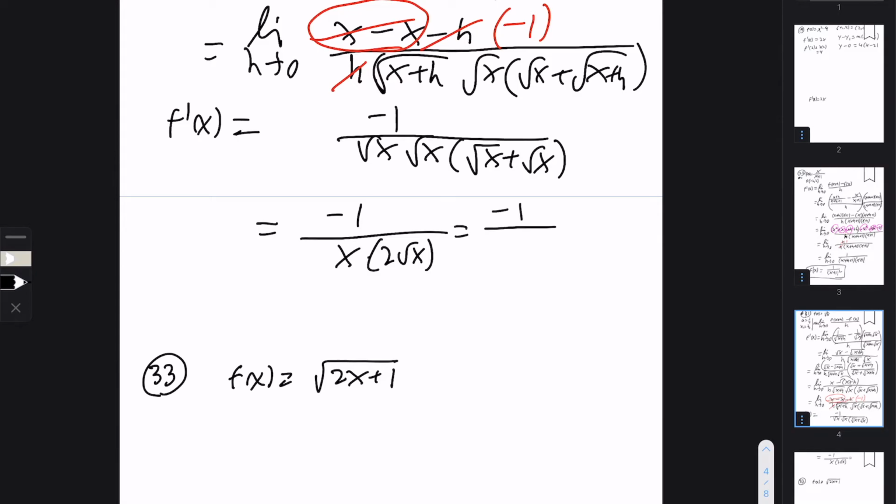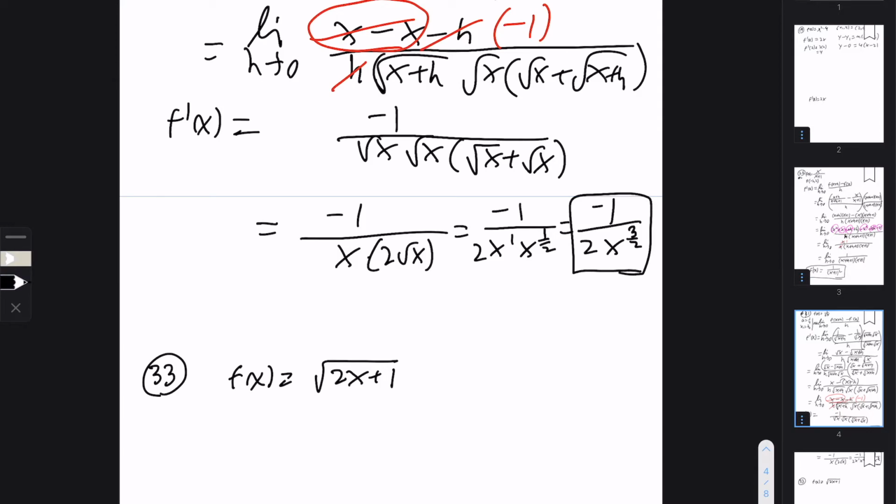Now let me rewrite this. That's x to the first. I'll put the 2 in front. Square root of x is x to the 1/2. You learned, you add these exponents so that we get our beautiful answer of negative 1 over 2x to the 3/2. There is the derivative for that problem.